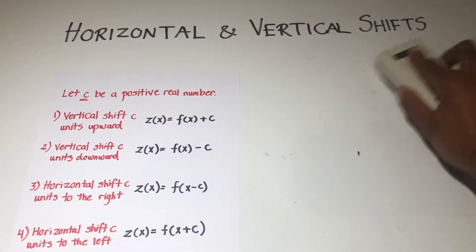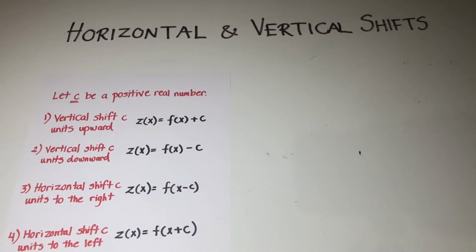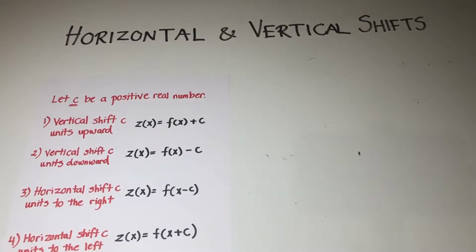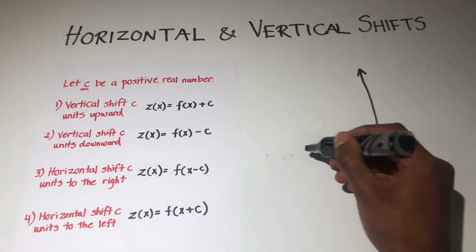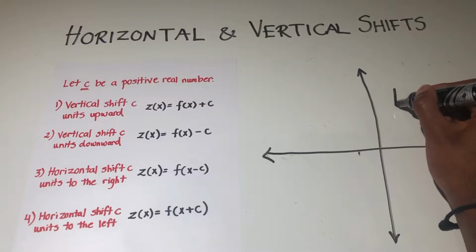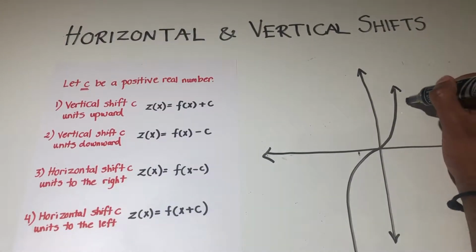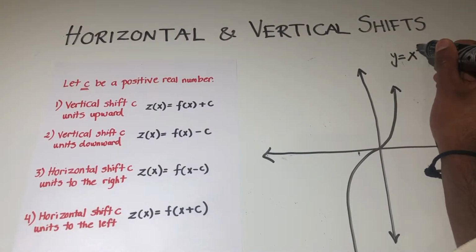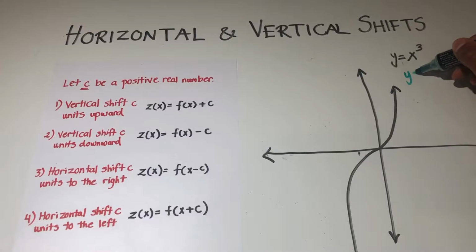Now let's try a slightly more difficult example. Let's say we have a cubic function. We all know a cubic function behaves like this. This is y equals x cubed. Now let's say I change this function to y equals (x minus 2) cubed minus 1.